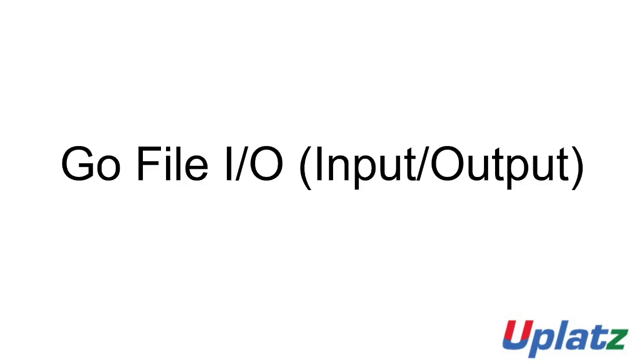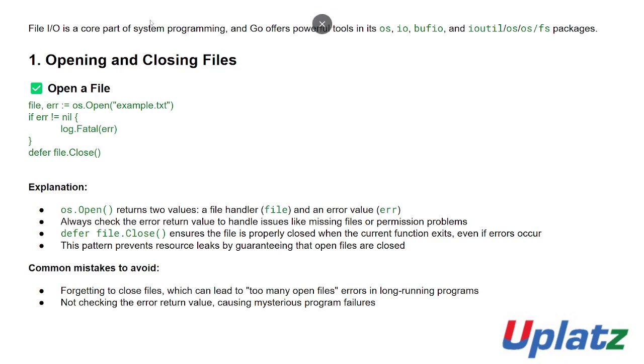Hello everybody, let's learn Go file IO, input or output. File IO is a core part of system programming, and Go offers powerful tools in its os, io, bufio, and ioutil, /os/io/fs packages.